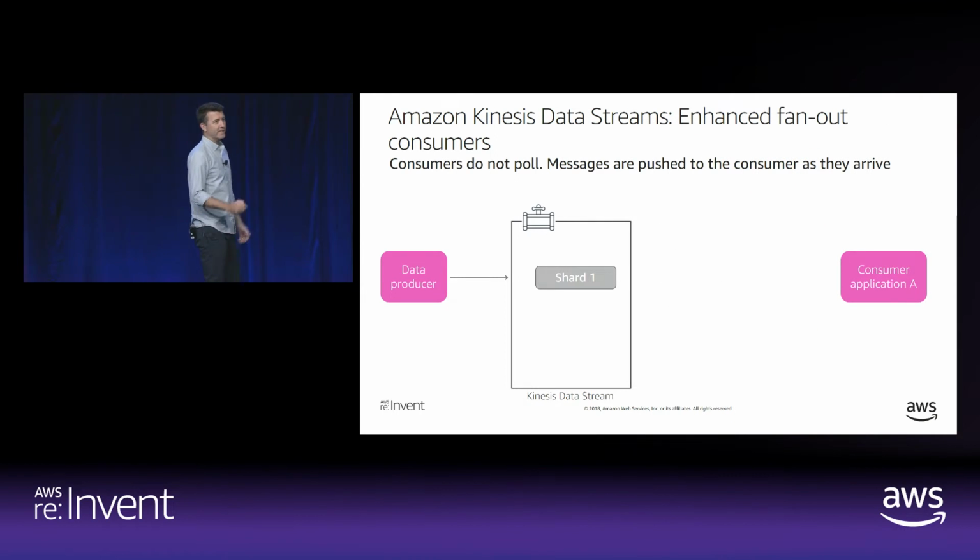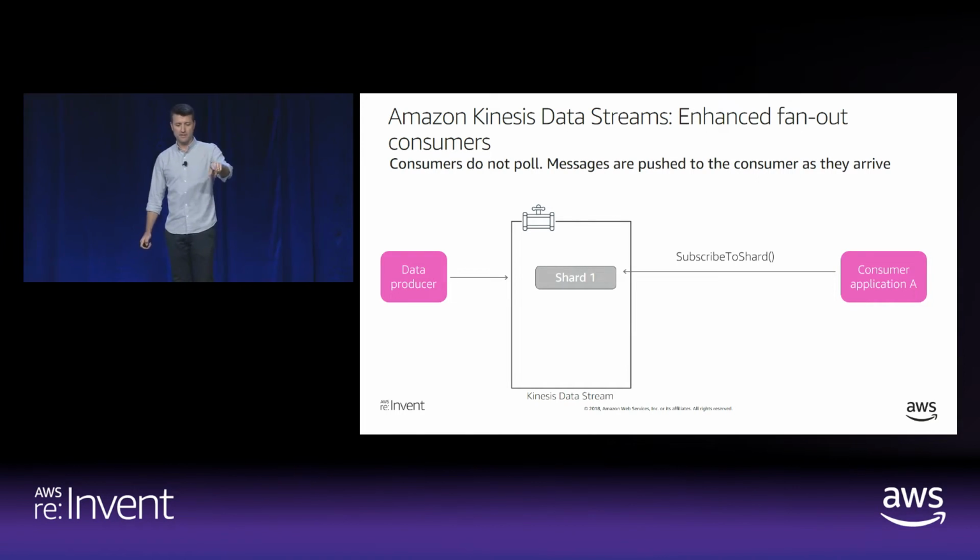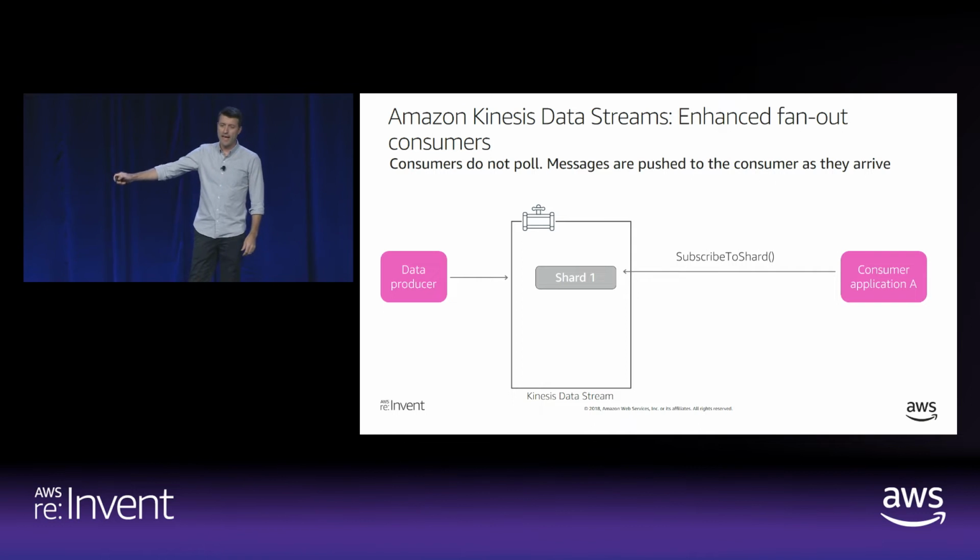So now with enhanced fan-out, we've changed that model quite considerably. This is a new feature, like I said, launched in August. And we've introduced some new APIs to take care of a lot of the issues that we just described. So there's a few new APIs. The first point to make, it's the subtitle on here, is consumers no longer poll. Messages are pushed to your consumers as they arrive.